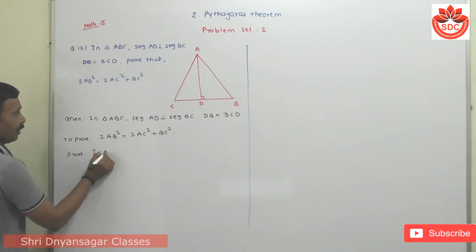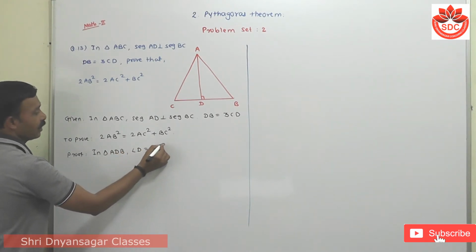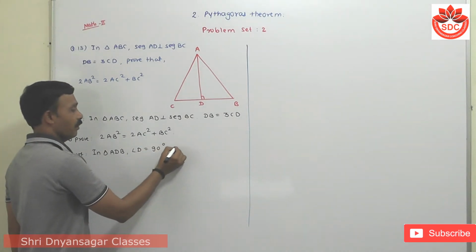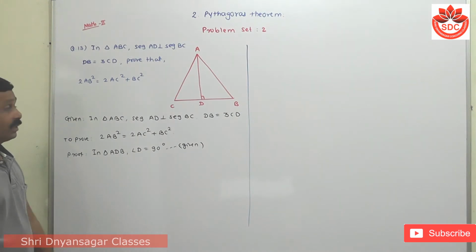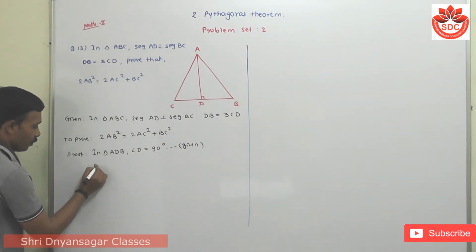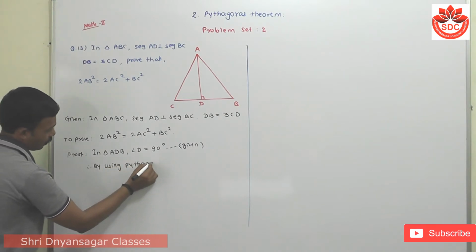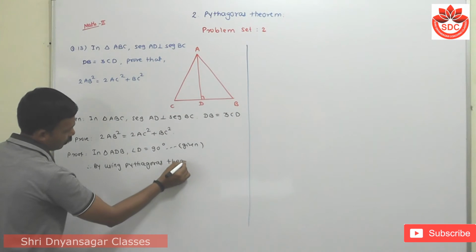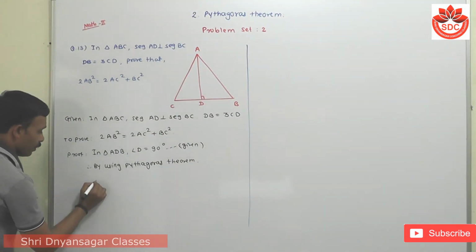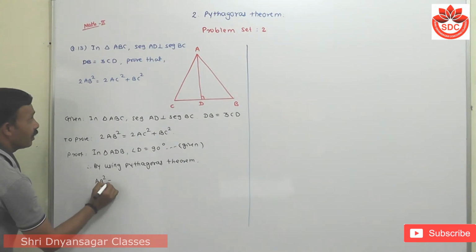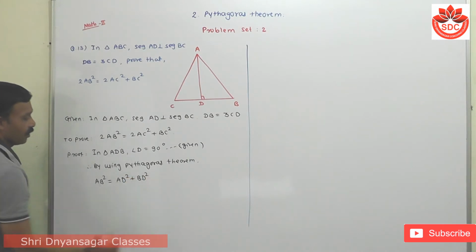In triangle ADB, angle D is equal to how much? It is given perpendicular, which means this is 90 degrees. So by using the Pythagoras theorem, AB square is equal to AD square plus BD square.